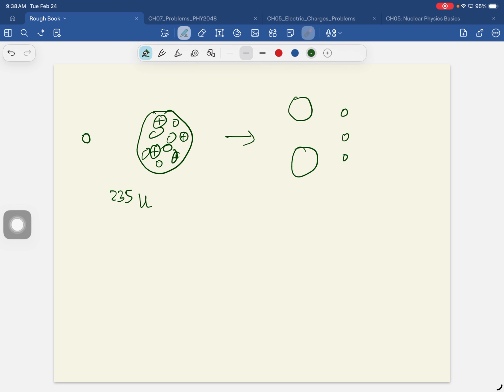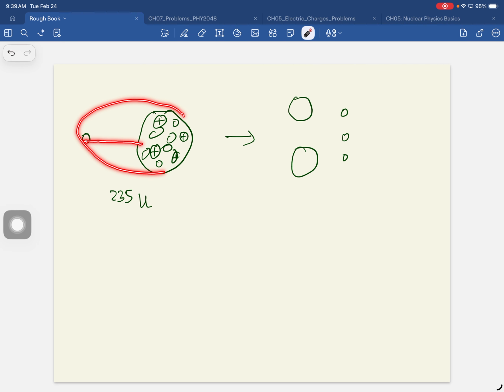All right. So for our purposes, the neutron and the proton weigh the same. You can think of it like that. And now you shot it with a neutron. How many total neutrons and protons do you have? 235 plus 1, 236.